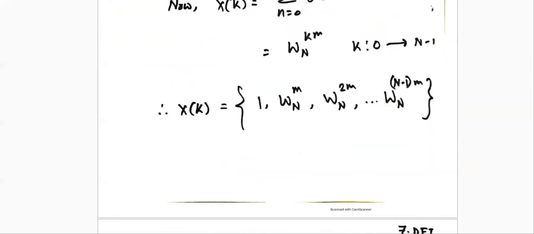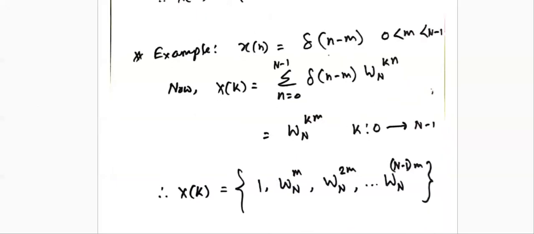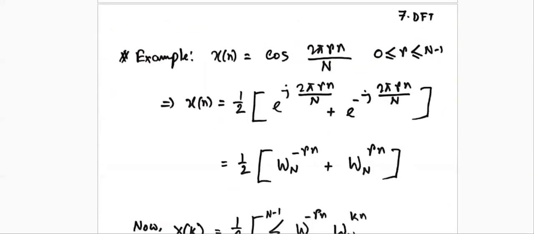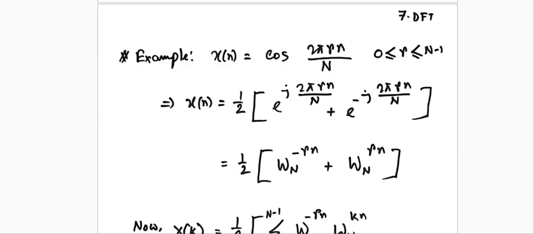In the previous example, we started with the delta function. In the time domain, we know that this is only a single sample. Now we come to another example, where x[n] is equal to a cos function, cos(2πrn/N). Try to understand how it looks in the time domain.